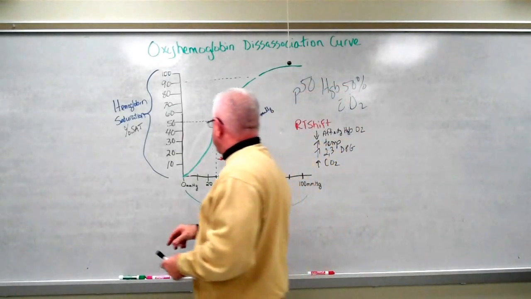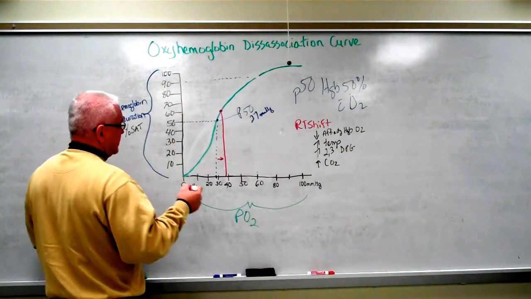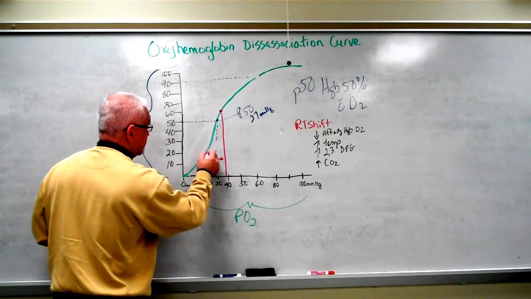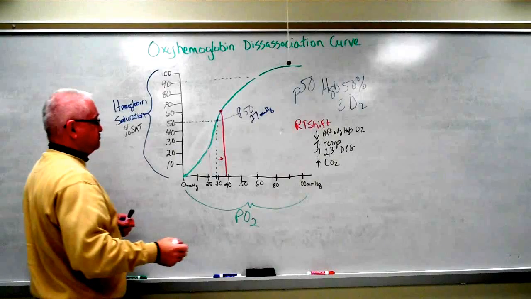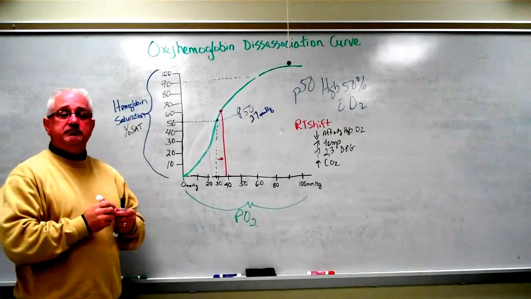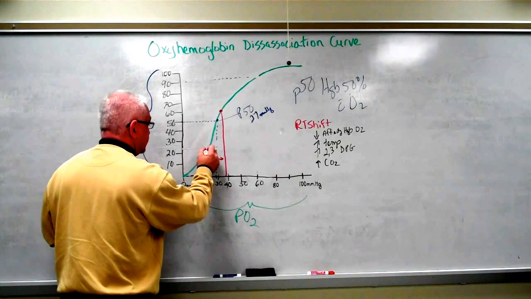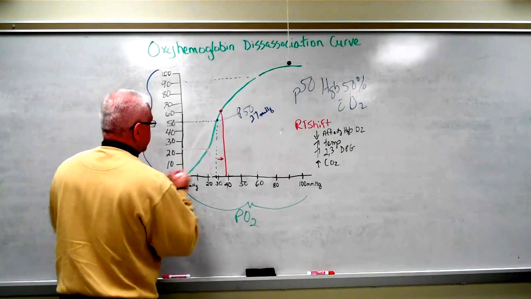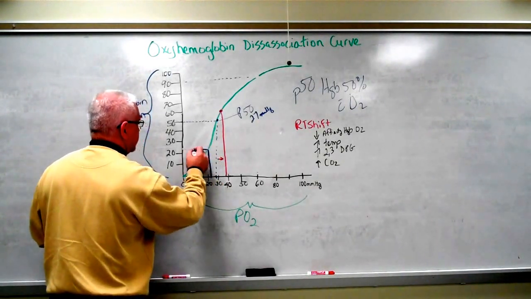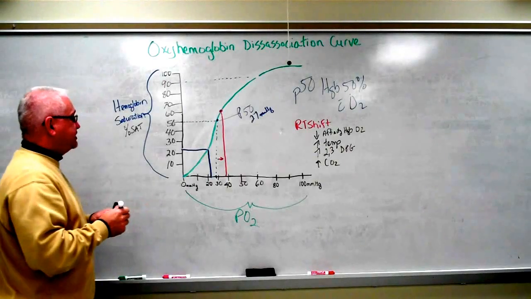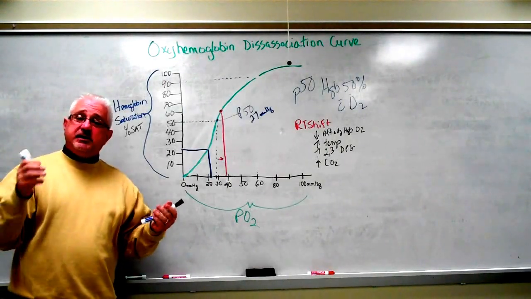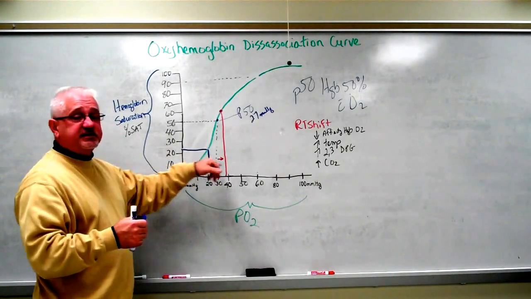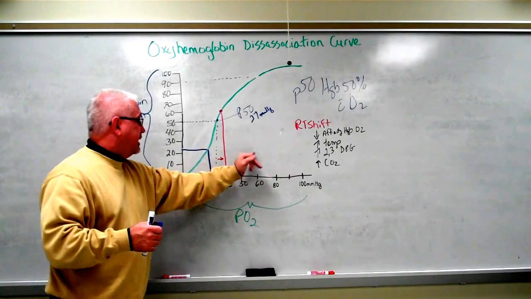Now let me ask you another question. Say you get a P50 on a test, and they say that the P50 is 22. Well, a P50 of 22, okay, that marker's not too good. A P50 of 22 is yielding a lower saturation. That's not as important as your being able to interpret this quickly. Which way is the curve, the P50, shifting? Is it shifting to the right or shifting to the left?